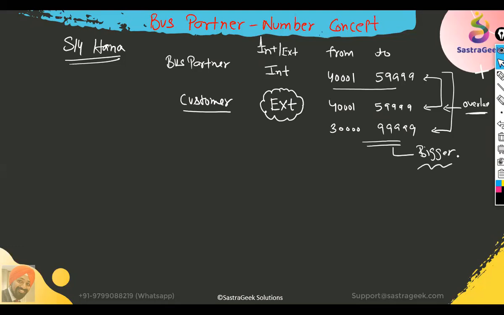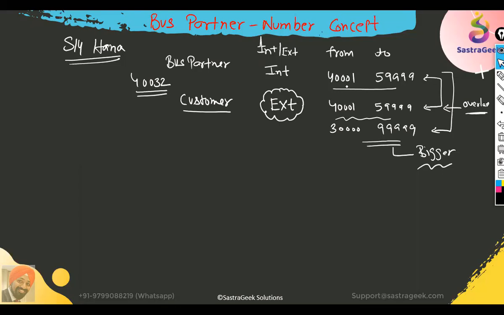Why should the customer range be bigger? Let's say your business partner has been created with the number 40032. Now we want the same number for the customer. When the system gives the same number to the customer, this range should accept the number 40032. That's why this range should be either the same or overlapping with the bigger number range of the customer.